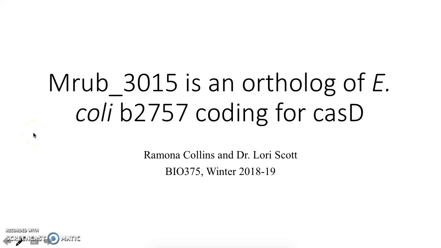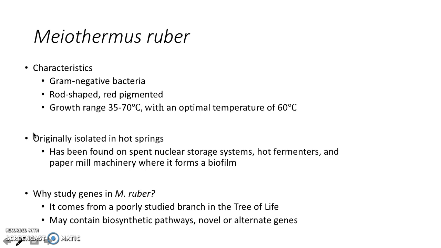Hello, and today I'll be talking about Myothermus ruber, specifically mRub3015, and how it's an ortholog of E. coli b2757, both coding for Cas-D. This study was done by myself, Ramona Collins, and overseen and aided by Dr. Laurie Scott. Some general information for Myothermus ruber.